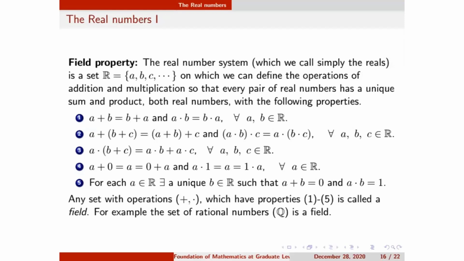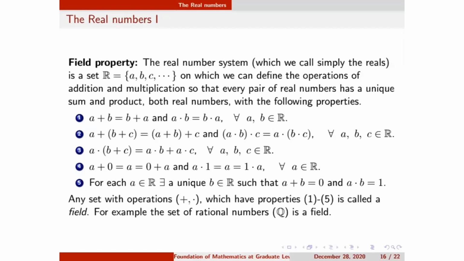The fourth property is called identity. If I add 0 to any real number, I'll get the same real number. So 0 is called the additive identity. And similarly, for multiplication, if I multiply any real number by 1, I'll get the same real number. So 1 is the multiplicative identity.